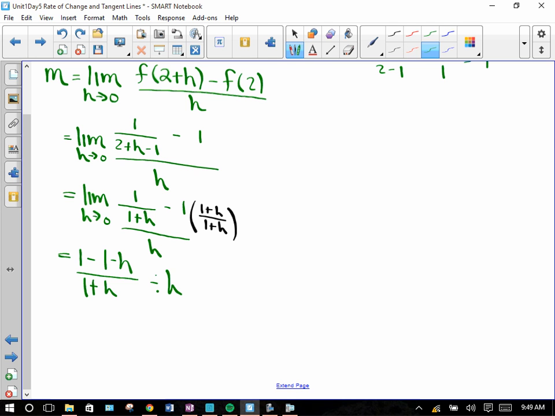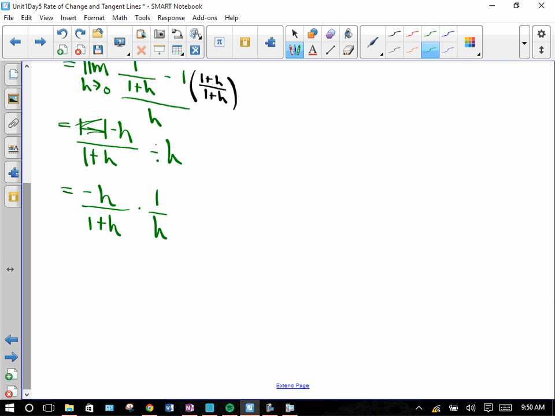I'm doing bad notation right now. So, this is equal to 1 minus 1 cancels out. So I have minus h over 1 plus h. And this divided by h turns into times 1 over h. So I have this equal to negative h over h plus h squared. And the h cancels out. So you have negative 1 over 1 plus h.